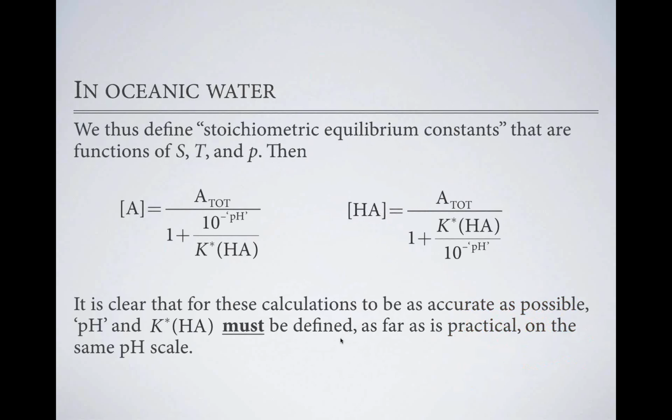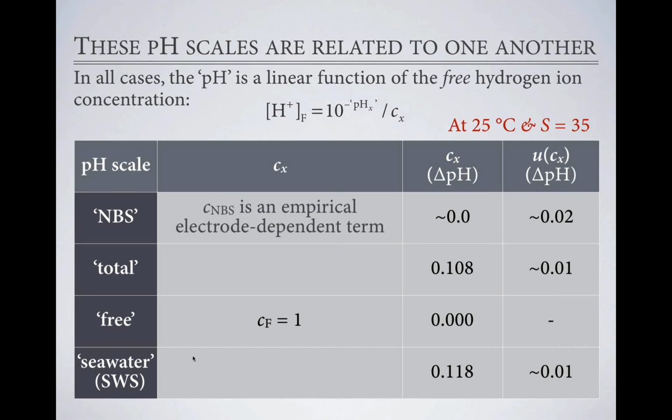So we do this in ocean water. We define these stoichiometric equilibrium constants. And for these calculations to be as accurate as possible, the pH and the K must be defined, as far as is practical, on the same pH scale. So the pH scales are kind of related to one another, which is helpful in most cases, but this is what makes it so confusing. You go, gee, what am I really doing here?